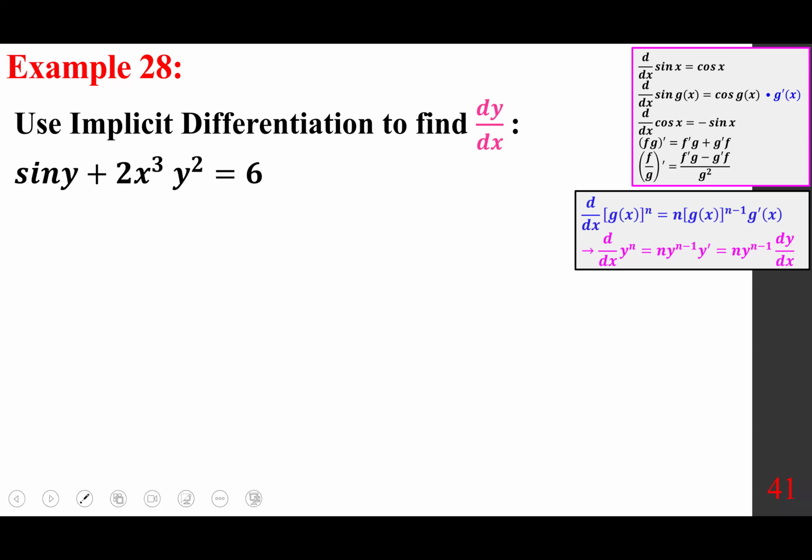We continue with implicit differentiation where sine y plus 2x cubed y squared is equal to 6, and we differentiate piece by piece. Sine, we know the derivative of sine is cosine, and if it's sine of g of x, it's cosine of g of x, g prime of x. So this becomes cosine y, y prime or dy/dx.